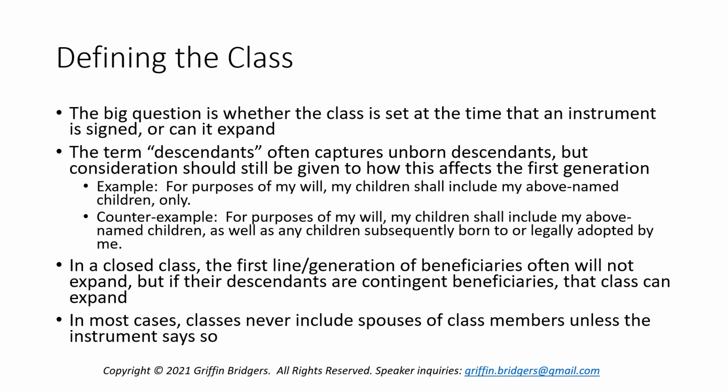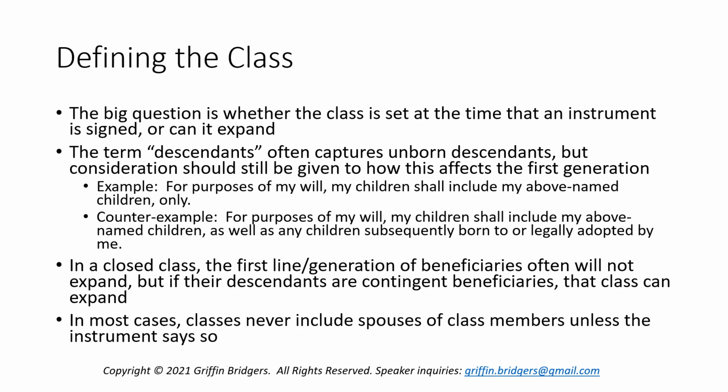So the big thing is that with a closed class, whether it's among your children in that first example, or maybe among unrelated individuals as we saw in the last slide, that first line or generation of beneficiaries usually won't expand, but their descendants, if they're contingent beneficiaries, could expand. So you're really only looking at expansion on one level. If you want to close it across the board, you have to be express and explicit about that. And it becomes a little bit more difficult to determine whether that's accurate.